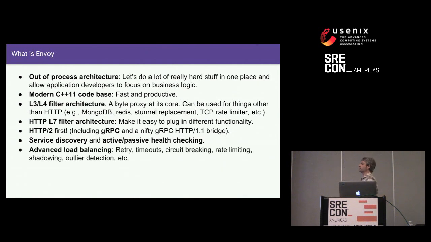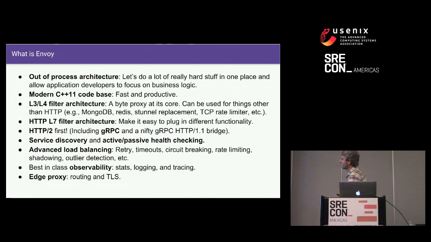And we do a whole bunch of things in the advanced load balancing realm. So that's retries, timeouts, circuit breaking, rate limiting, request shadowing, outlier detection. And I'm going to talk a ton about this, but really it's all about observability. And that's going to be stats, logging, as well as tracing.